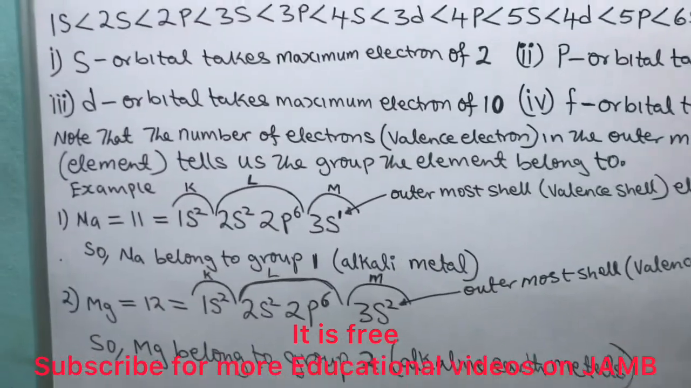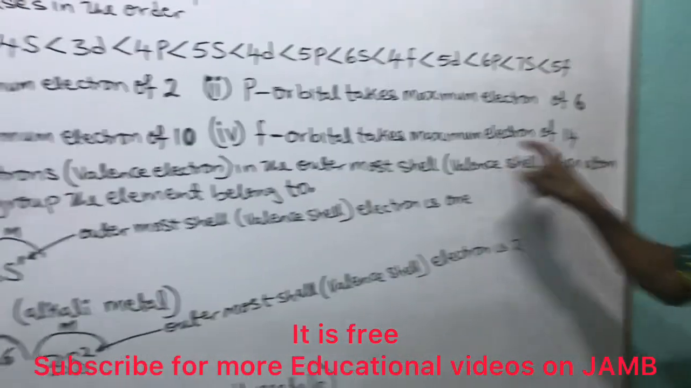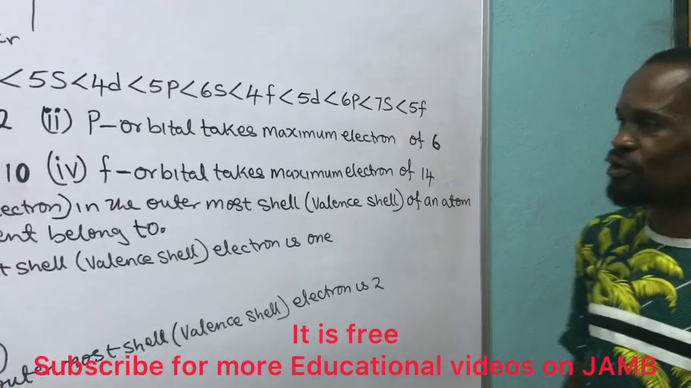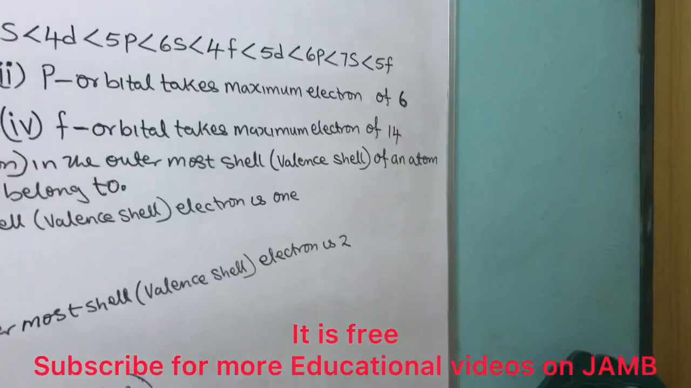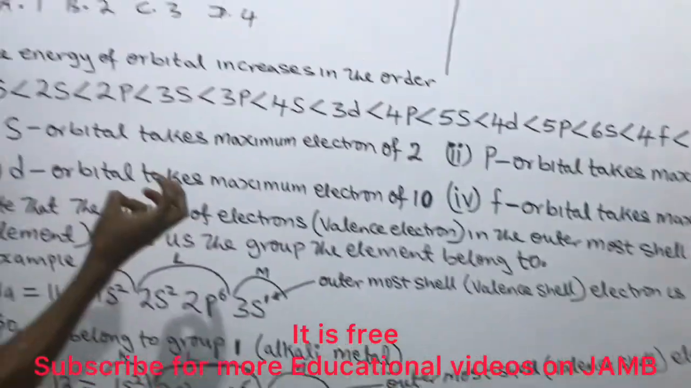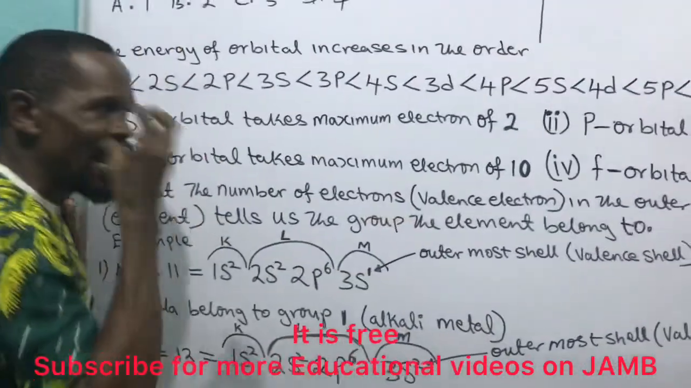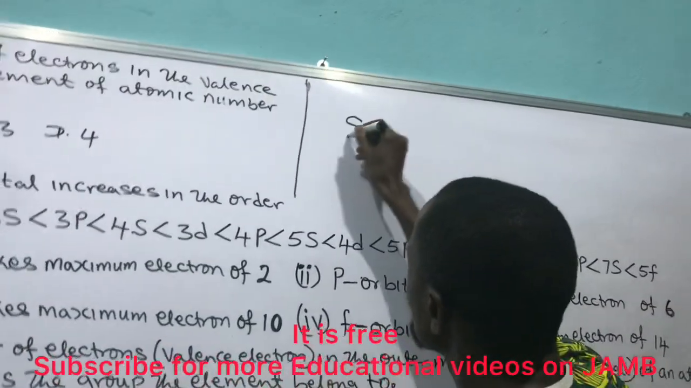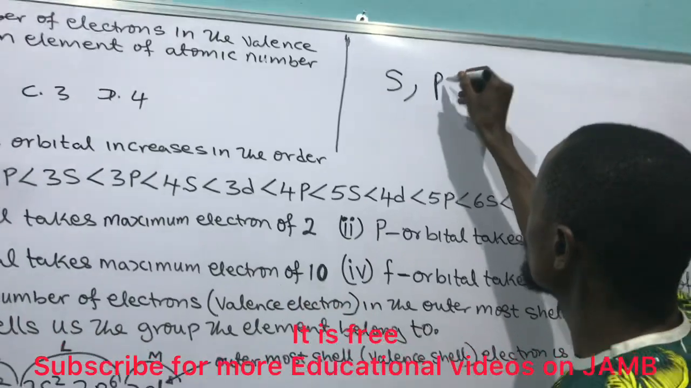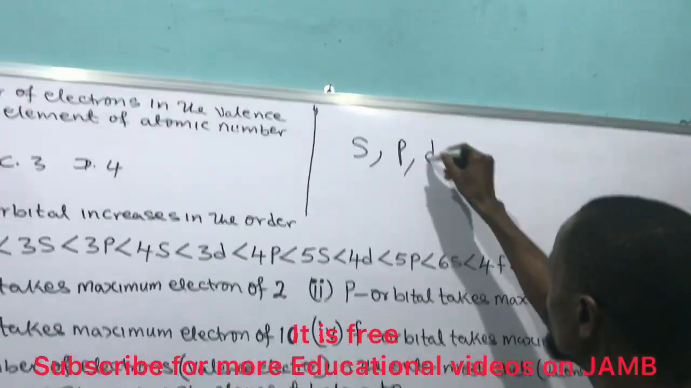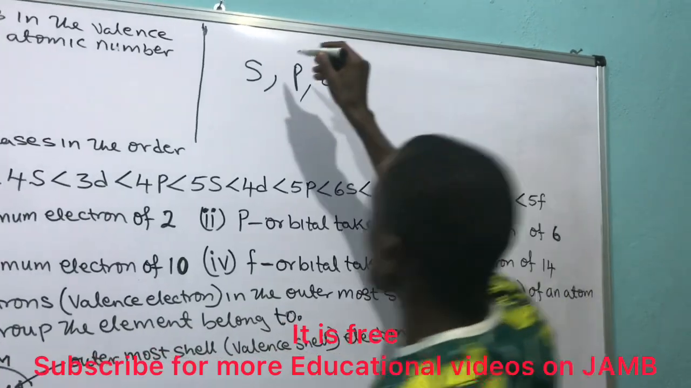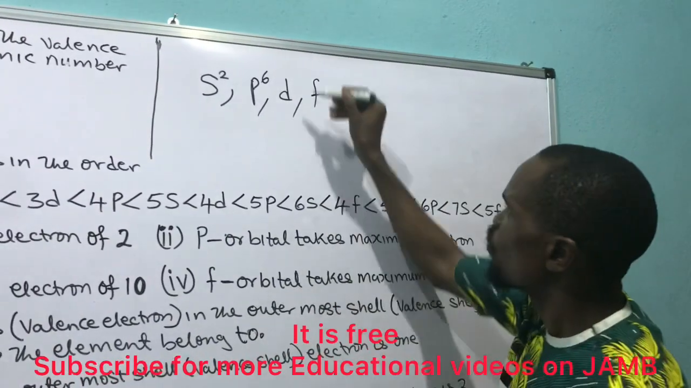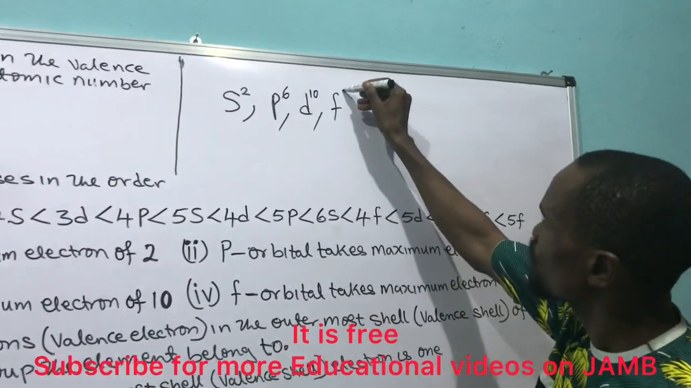That 14 electrons fill what? The f orbital. The f orbital is filled by a maximum of 14 electrons. Looking at this again, what we have here is the s orbital, p orbital, d orbital, and f orbital. What fills s is 2. What fills p is 6. What fills d is 10. What fills f is 14.